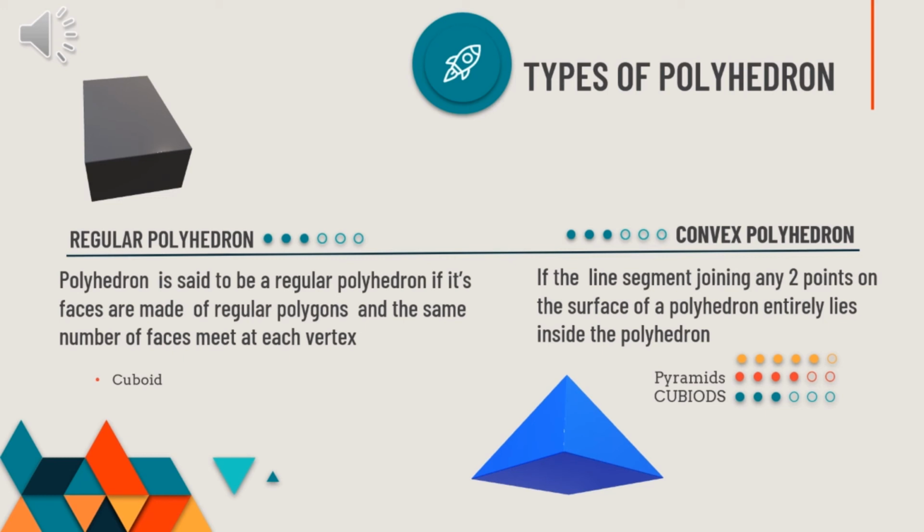What do we know about convex polyhedrons? Convex polyhedrons are polyhedrons in which, if the line segment joining any 2 points on the surface of the polyhedron entirely lies inside the polyhedron, then it is a convex polyhedron. The best example of a convex polyhedron is a rectangular prism or a cuboid.